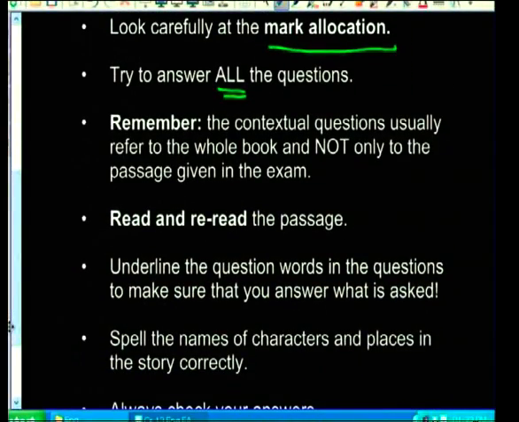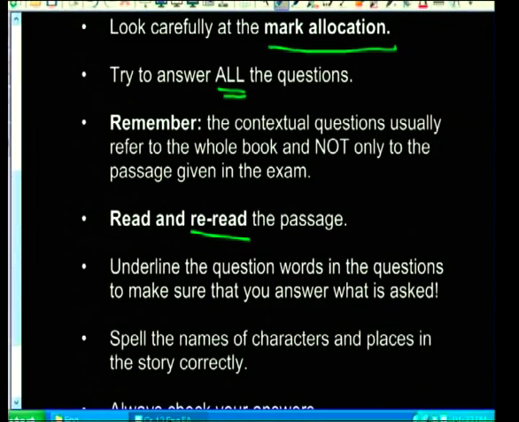Remember, the contextual questions usually refer to the whole book and not only to the passage given in the examination. By that I mean that questions that are based on the extract that you find in the exam paper are not limited to that extract only. There are more general questions that you are asked when it comes to contextual questions. So you've got to have a thorough understanding of the entire story, not just that extract.